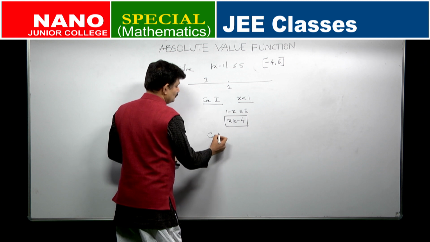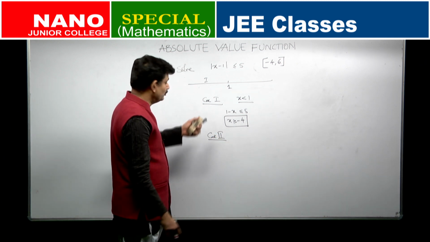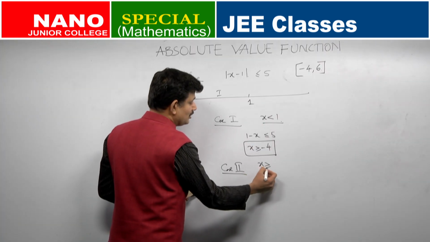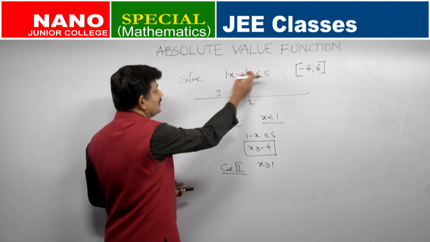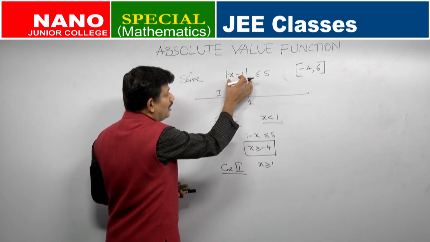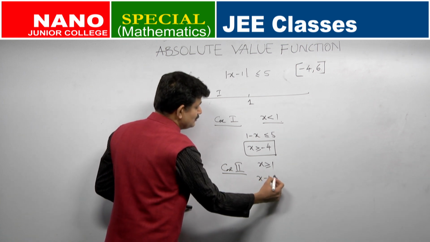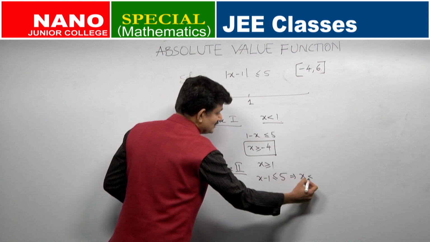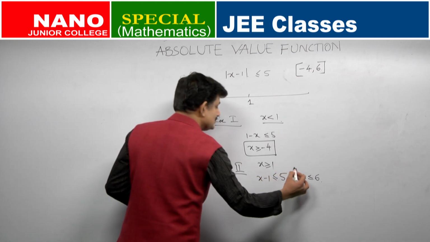And what is case 2? I will not conclude the answer now. Let me complete both the cases and then I will write the final answer. Case 2: x greater than or equal to 1. When x is greater than or equal to 1, what will be mod x minus 1? x minus 1 is positive, so it will be x minus 1 itself. x minus 1 is less than or equal to 5, this implies x less than or equal to 6.